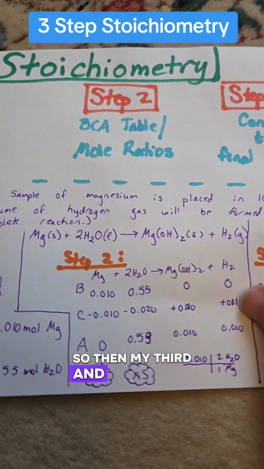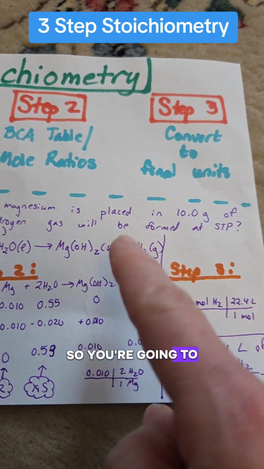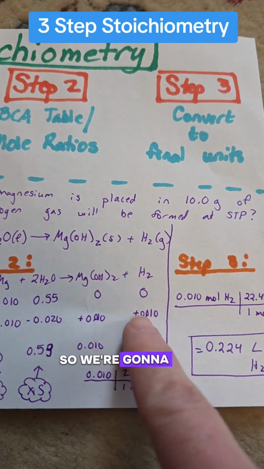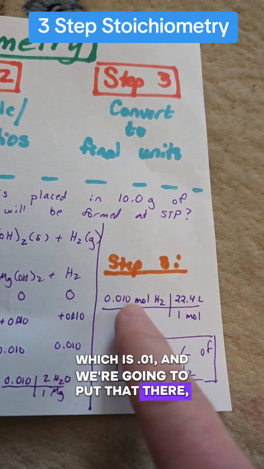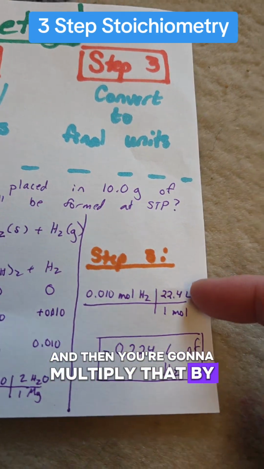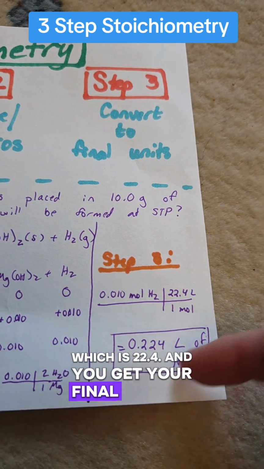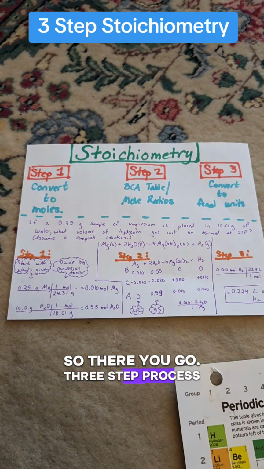Then my third and final step is to convert to your final unit, so you're almost home free. It asks us to find the volume of hydrogen gas at STP, so we take our mole amount for hydrogen gas, which is 0.01, and multiply that by the molar volume of a gas at STP, which is 22.4, and you get your final answer of 0.224 liters of hydrogen gas. So there you go, a 3-step process to stoichiometry.